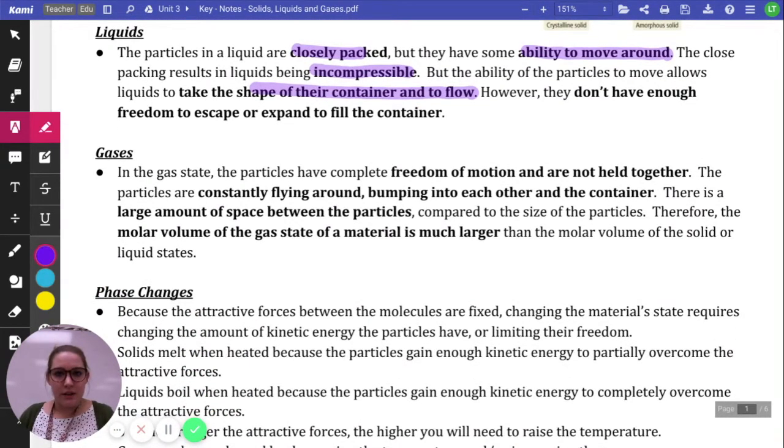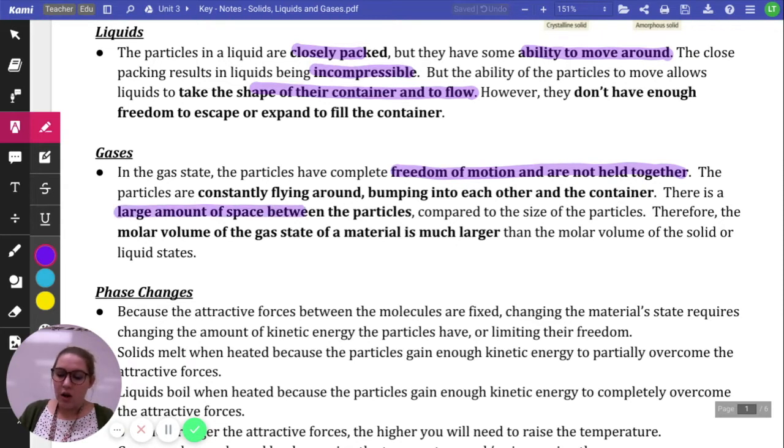Then last but certainly not least, we have gases. Gases have complete freedom of motion and are not held together. So our gas particles fly around like crazy and they're going to keep flying in a straight line. They either hit the walls of the container or another gas particle, and then bump off of it and continue moving. They are constantly flying around, bumping into the other gas particles and the container.